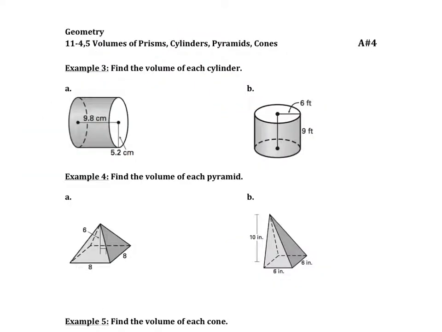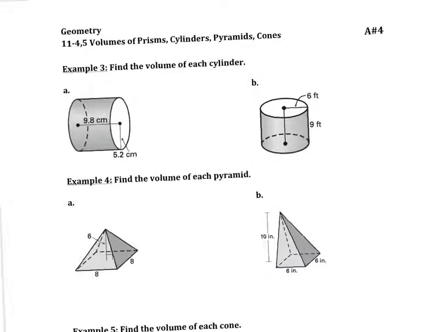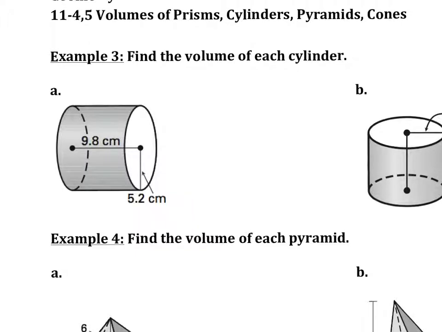Let's continue. Now we're going to attack, kill cylinders. Cylinders are very straightforward again. The volume is going to be pi r squared h. And don't forget that the h is the distance between the bases, the distance between the circles. So this right here is my h. And I can just substitute in.